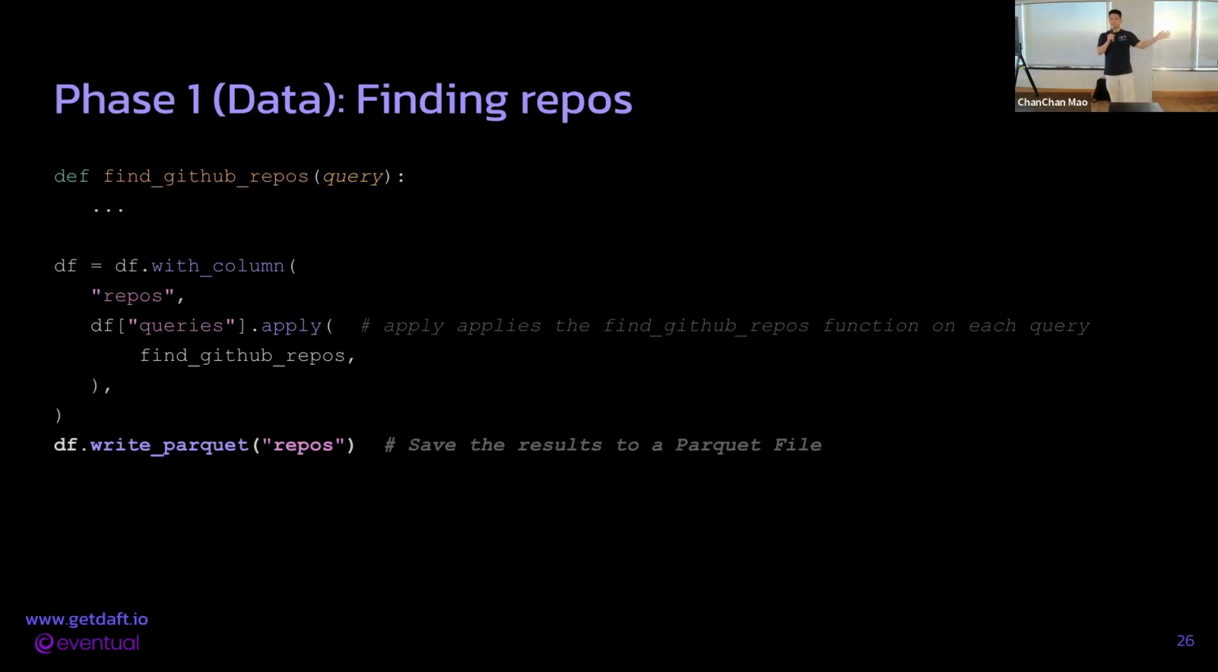Just write Parquet. Or maybe I'm feeling fancy today, right? Maybe I'm going to write to an Iceberg table. With Daft, this is super possible. We can write to files and data catalogs locally and in the cloud.